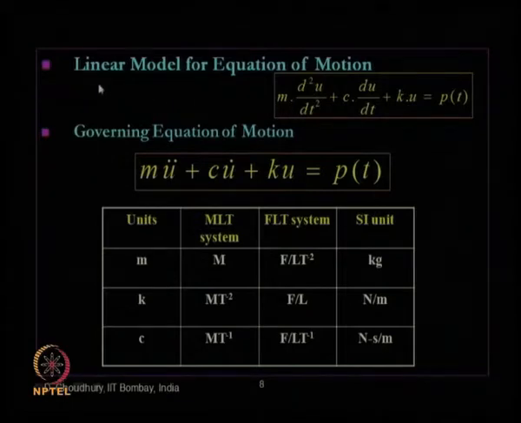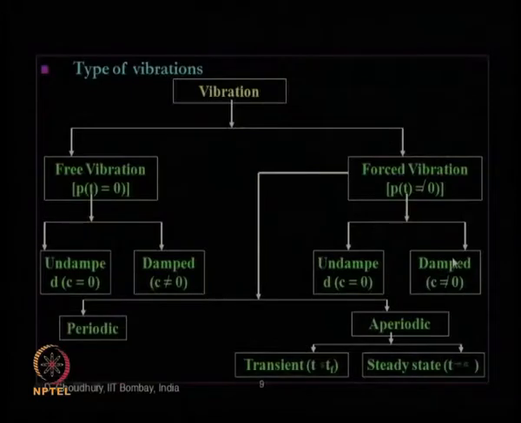That is why we say this is the governing equation of motion for a linear model, which in another notation we write as m u double dot plus c u dot plus k u equals p of t. And these are the various units commonly used for m, k and c. Mostly in SI units we use kg for mass, Newton per meter for spring constant, and Newton second per meter for damping constant.